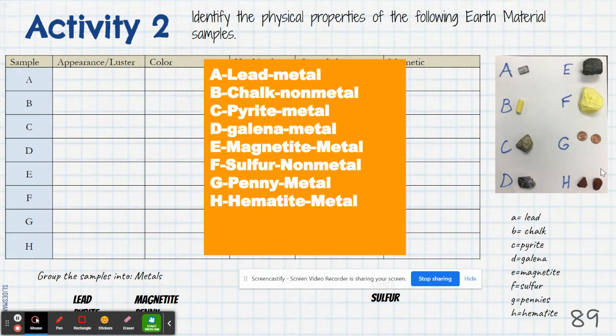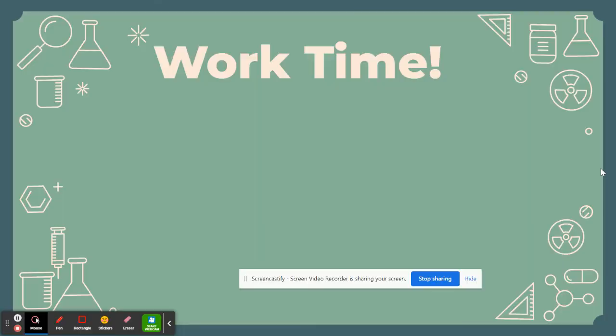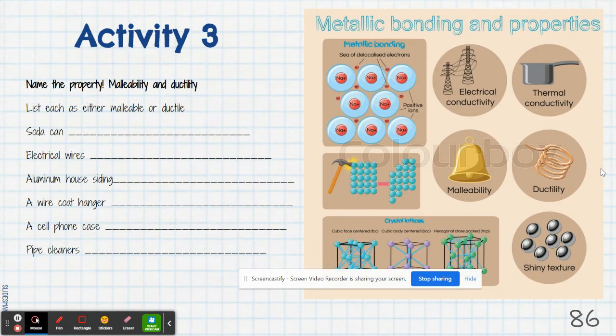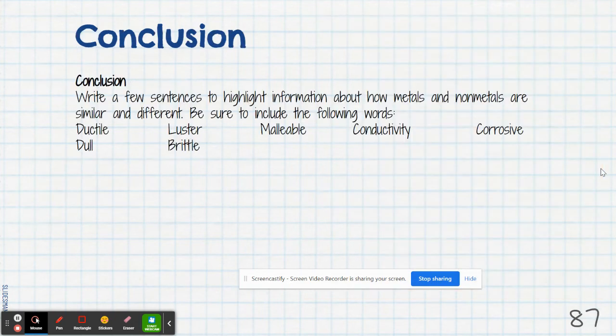So if you were to look at it with a magnifying glass, you would see the little particles in there. Why don't you go ahead and pause the video again and complete the rest. There's activity 3, where you have to define if the property is due to malleability or ductility, and then the conclusion. So again, please pause this video at this time and then rejoin when you've got those parts done.